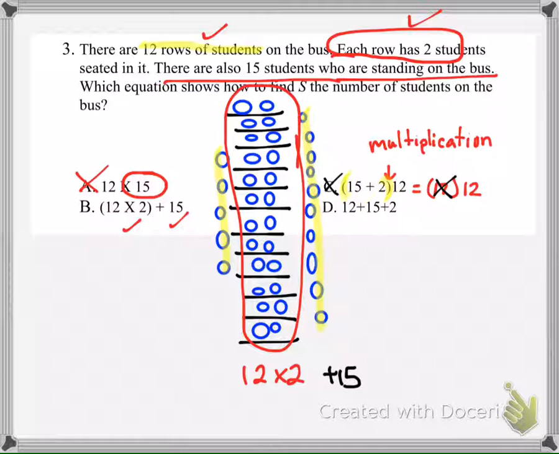And then if you look at answer choice D, D has 2 plus signs, which means you're just adding the 12 rows plus the 15 students plus 2 more students. You cannot add rows and students and students. What are you going to have? Student rows? That doesn't make sense. So D doesn't make sense because it's just addition and you're adding different things. You're not just adding all the students. So the only answer that makes sense was answer choice B. So that's going to be my answer.